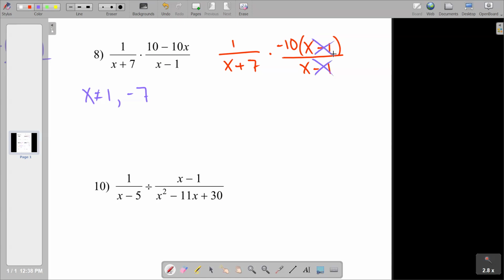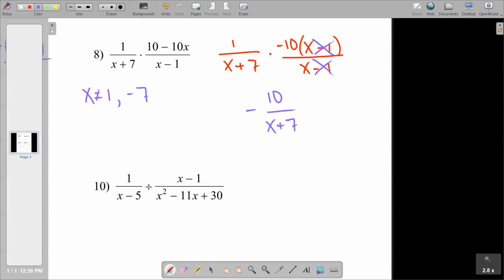What's our nice, clean, perfect answer going to be? Some negative, pause there for effect, 10 over x plus 7. Remember, don't you put the negative on top or the bottom. You leave that to the discretion of whoever is reading your work. Okay, it can go anywhere. You pull it out as a courtesy.